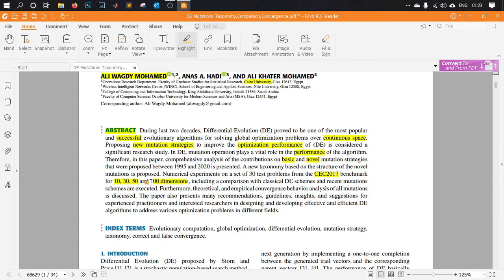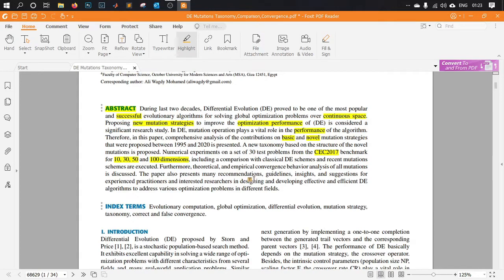So basically from here we can see that they are going to apply various mutation strategies and do a performance analysis on them. Including a comparison with classical DE scheme and recent mutations are discussed. Furthermore, theoretical and empirical convergence behavior analysis of all mutations is discussed. This paper also presents many recommendations, guidelines, insights and suggestions for experienced practitioners and interested researchers in designing and developing effective and efficient DE algorithms to address various optimization problems in different fields.